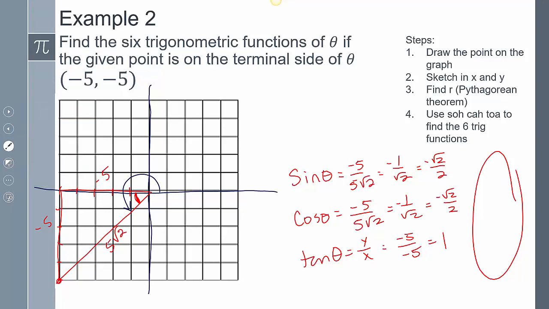So kind of talking about this, the first thing that I did in both of these examples is I drew the point on the graph. So I plotted the point on the graph. Then I sketched in x and y, so I sketched in my x, sketched in my y, and so that was able to create the triangle that I have here. To find r, I used the Pythagorean theorem, which is what I did there. And then I used SOHCAHTOA to find all the ratios. In this case, I only found 3, but you guys can find the reciprocals just by doing the reciprocal.